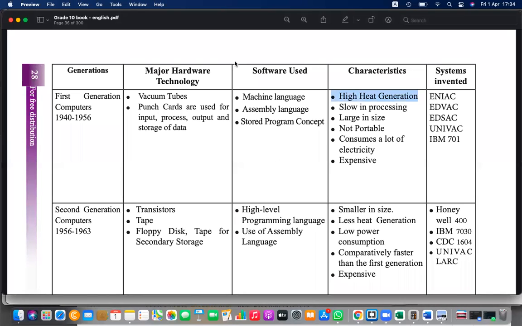The computer was kept in a large building in the first generation. It was not possible to bring a computer to your home, because it was really large, not portable, and consumed a lot of electricity because it was a building-like computer. That is 1940 to 56, the first generation. The main technology was vacuum tubes, and for input, output, and storage it used punched cards, right?